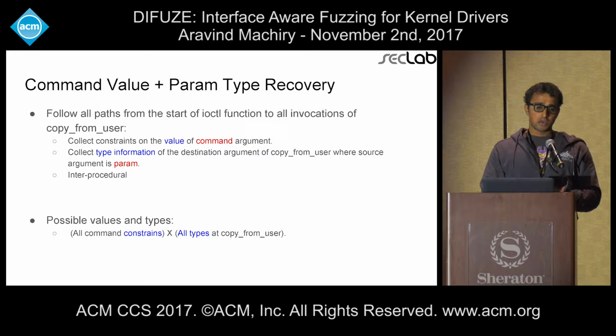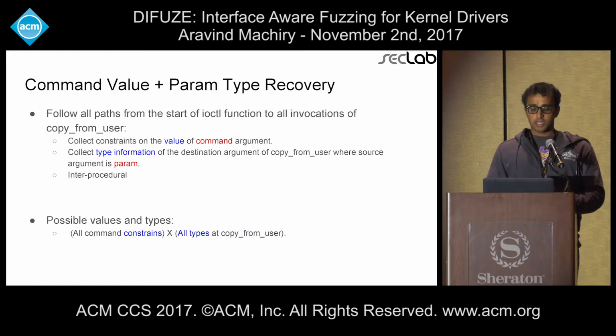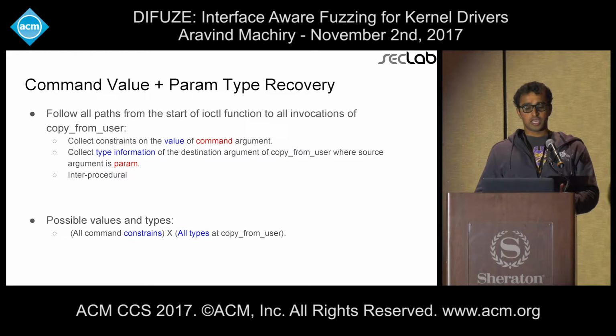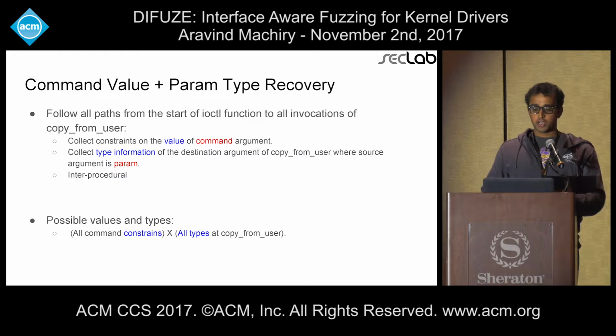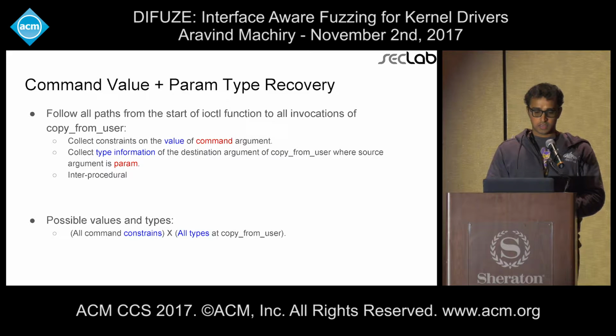So this gives us the possible values that the command needs to have along that path and the possible types the ioctl function is expecting the parameter to be. If we combine these two, this gives us the over-approximation of all the possible commands and all the possible types. So we just do a combinatorial step and emit these as the possible command values and possible types of the params.